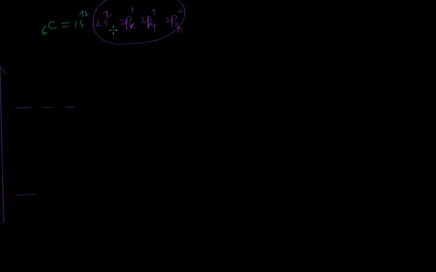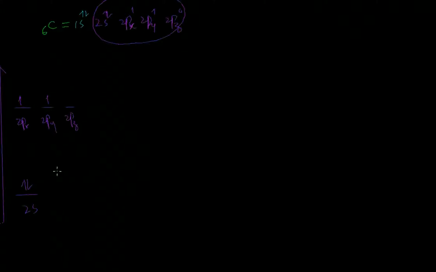The electronic configuration according to this statement is 2 electrons in the 2s orbital, and one electron each in any of the two p orbitals.